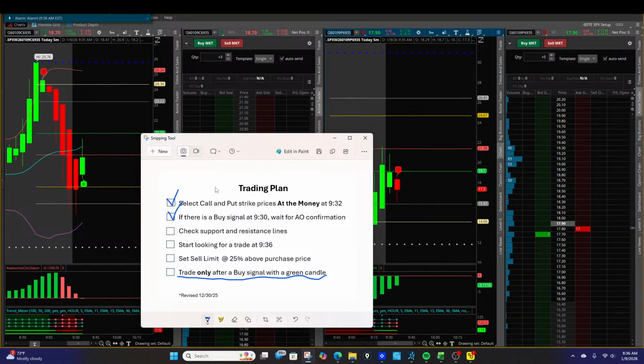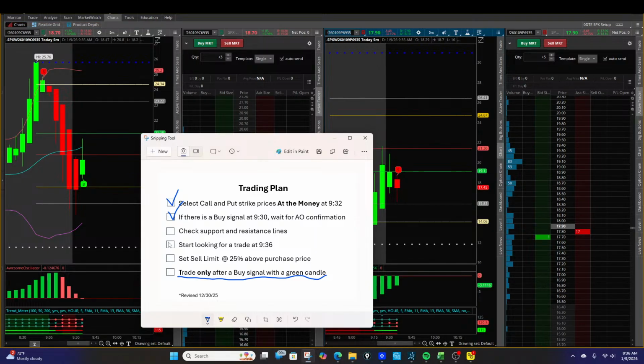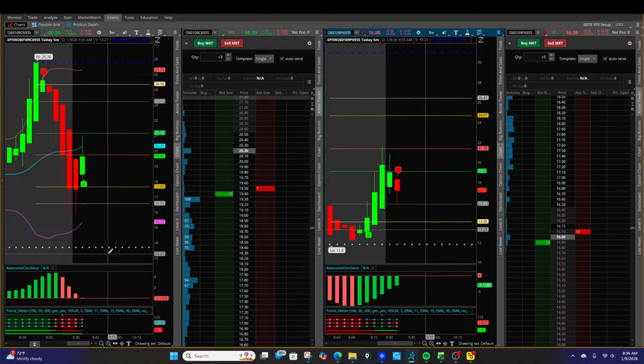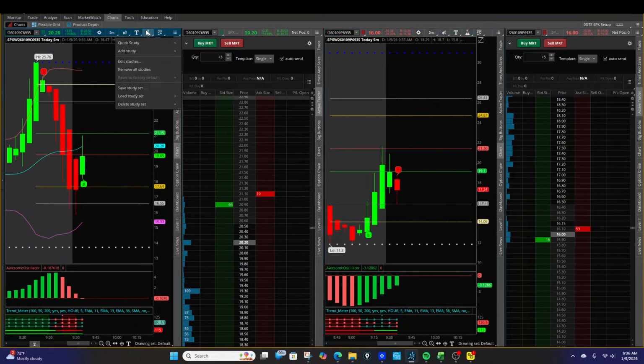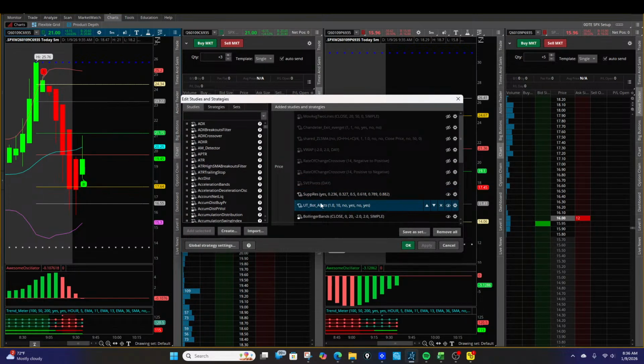Okay, it's now 9:36, so I start looking for a trade, and I also want to check the support and resistance line. So let's take a moment and do that. Right now I'm using support and resistance. If you go into the, I don't know what this thing is called, the analysis tools, I guess. This one is called SUPPRES, SUPPRES. And that's been very helpful for me.